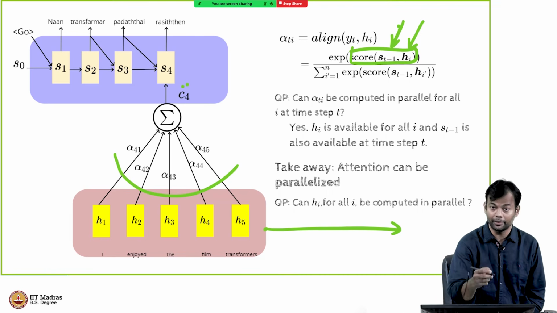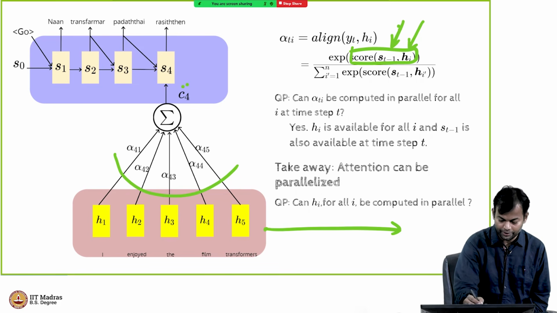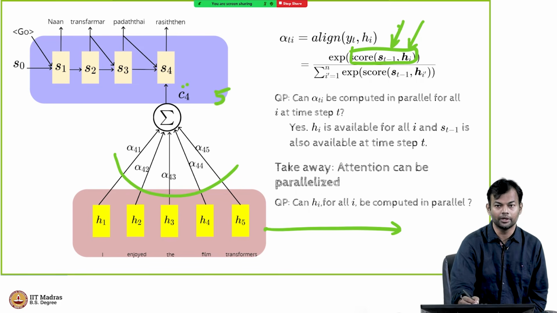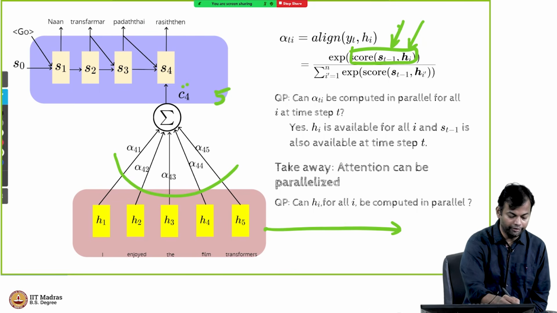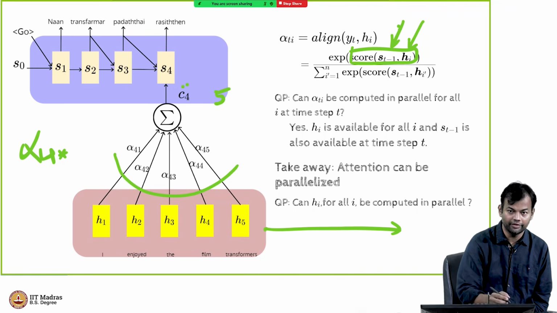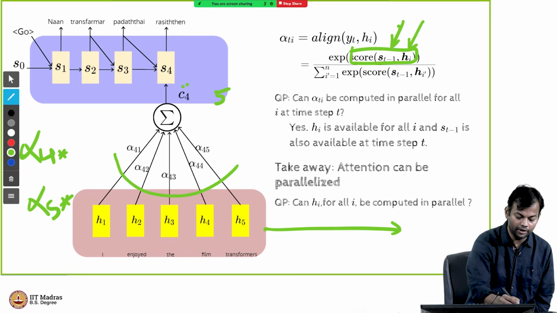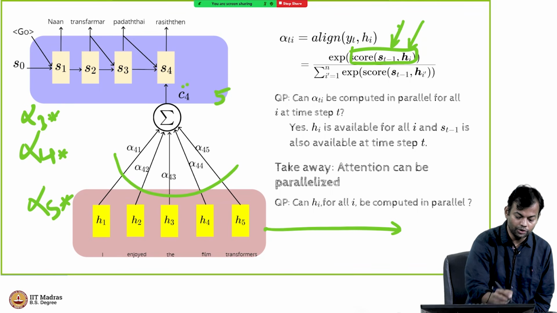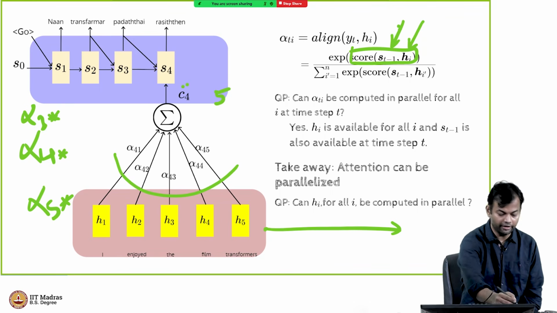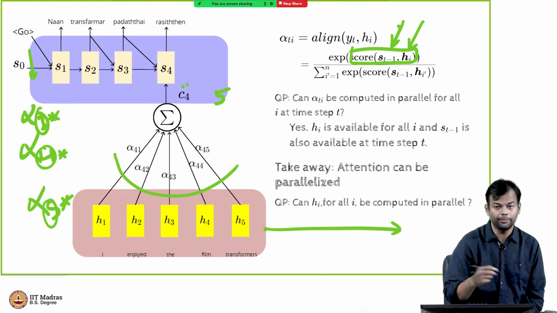So I said that at a particular t you can compute it in parallel, right? Now I'm asking, suppose there's this time step phi also here. Can I compute all the alpha 4's and all the alpha 5's and all the alpha 3's? So all these alphas across different t's, my t is changing here. Can I compute them in parallel?